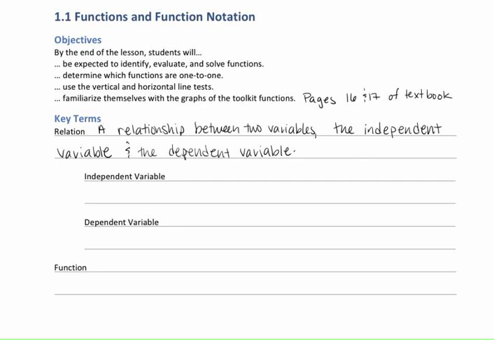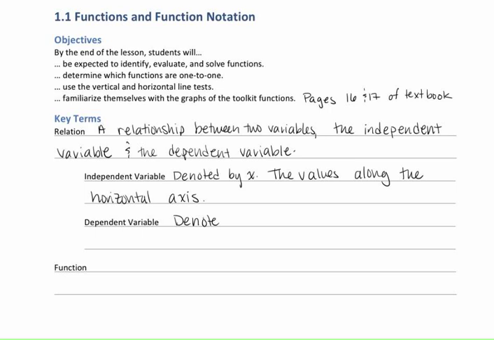The independent variable is usually denoted by the letter x. If you were looking at a graph, the independent variables would be the values along the horizontal axis. The dependent variable is usually denoted by the letter y. On a graph, these would be the values along the vertical axis.